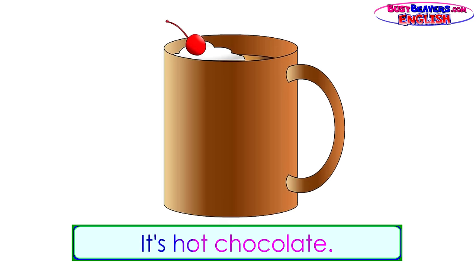Can you ride a bike? No, I can't ride a bike. Can you fly a kite? No, I can't fly a kite. Can you climb a tree? No, I can't climb a tree. Can you swim in the sea? No, I can't.